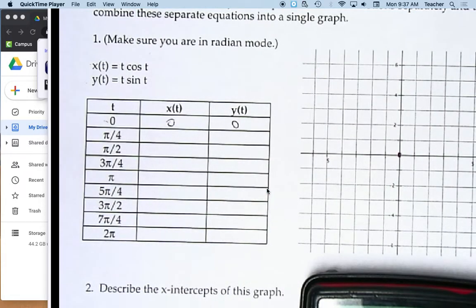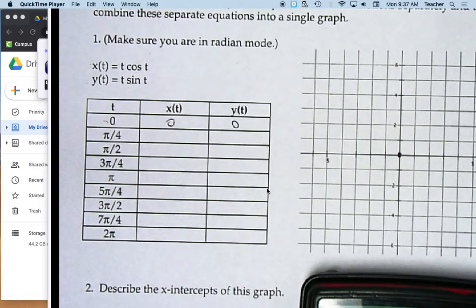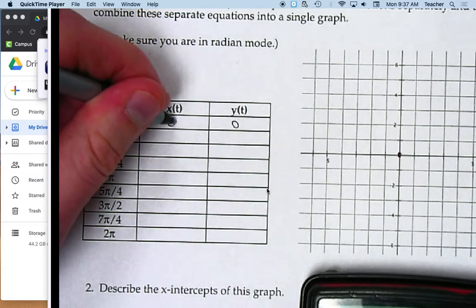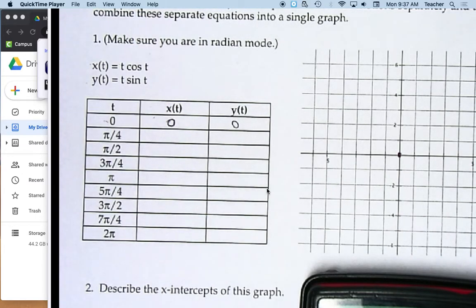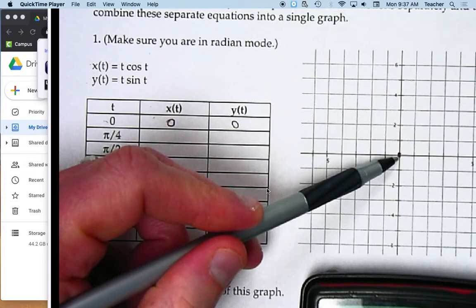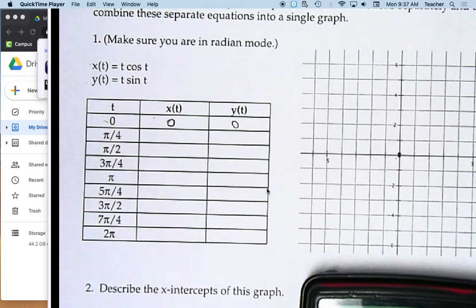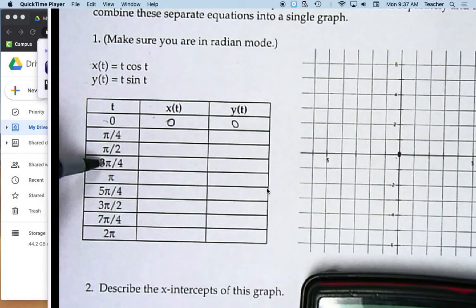And so notice I don't really record the time on the graph. So I don't record the fact that time is 0, but I just know the particle was at that point at some time. Let's maybe jump down to 3 pi over 4.